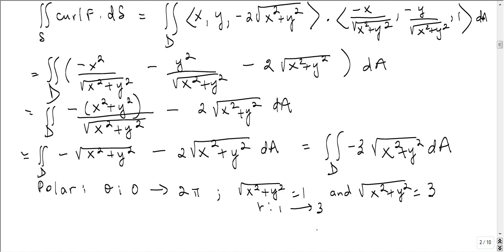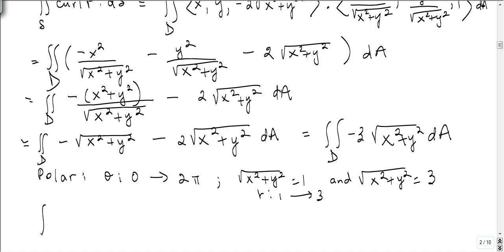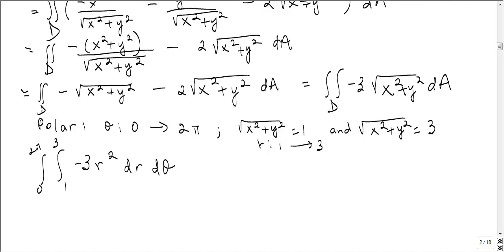Okay, so what does your integral become? 0 to 2 pi, 1 to 3. What is that integrand going to be? Minus 3 times r, and what else? And r, so that's r squared, good. dr d theta. You with me? Isn't that a lot better and easier? Okay, integrate. Now we can do that. We don't have to use our calculator for that.